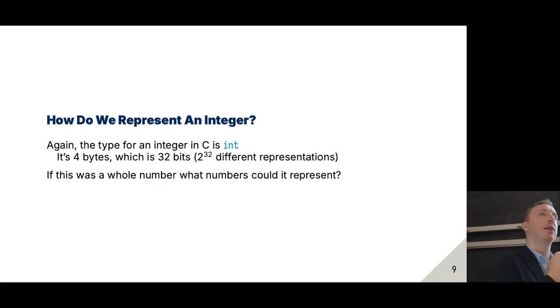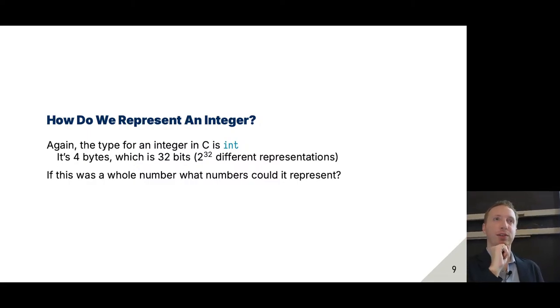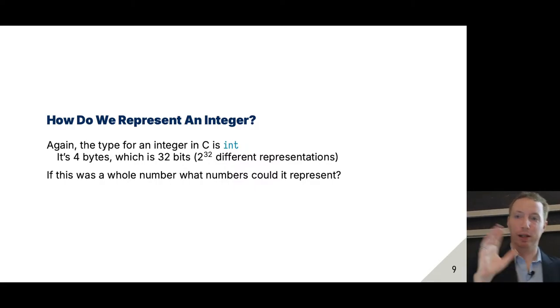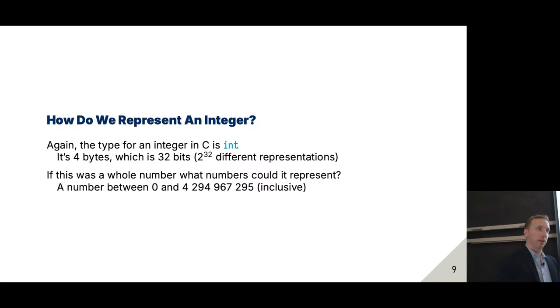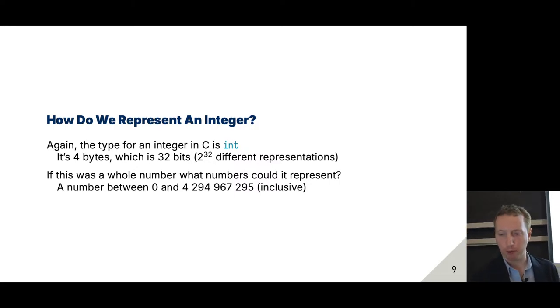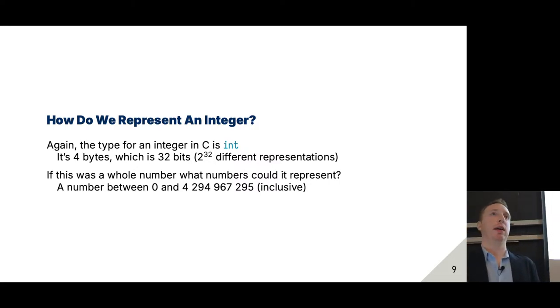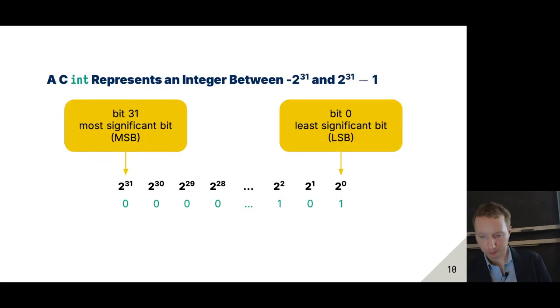Yep. It's 0 to 2 to the 32 minus 1. Yeah. It's close. So it would be 0 to 2 to the 32 minus 1. So it can represent any number in that range. If it was just using that whole number representation, that would mean it could represent 0 to 4 billion something. But integers can actually represent negative values, so there has to be a way that it actually stores it.